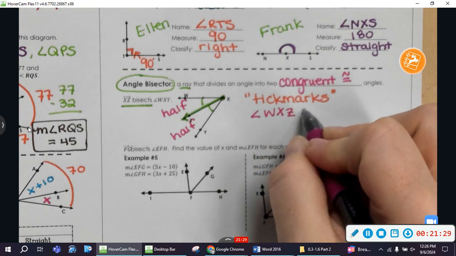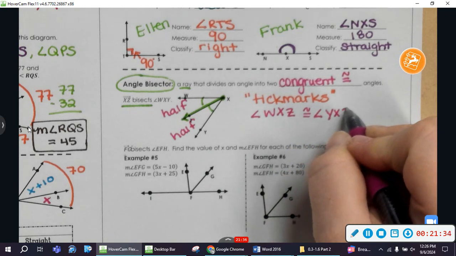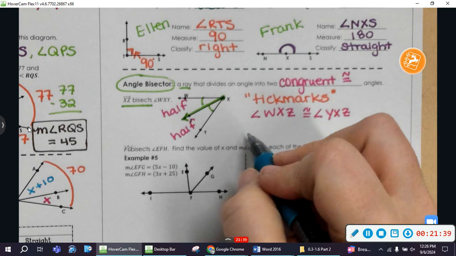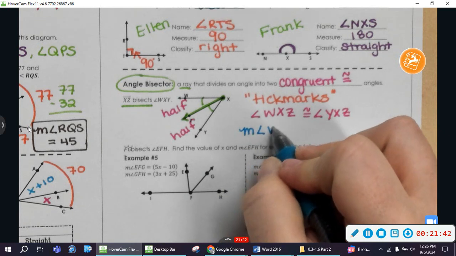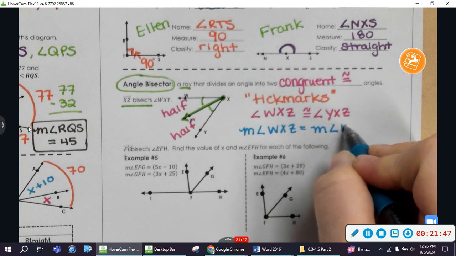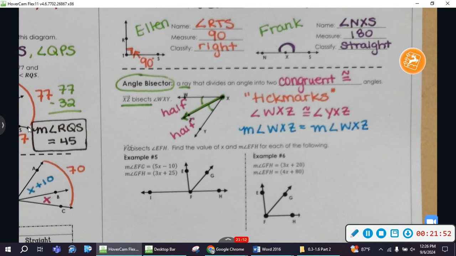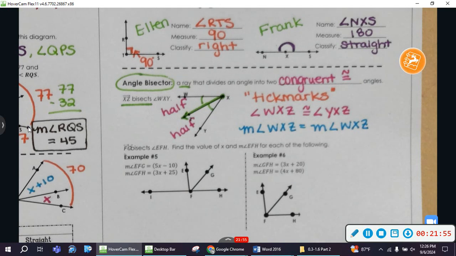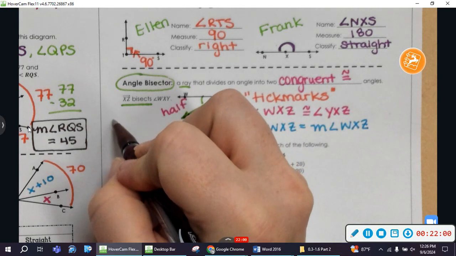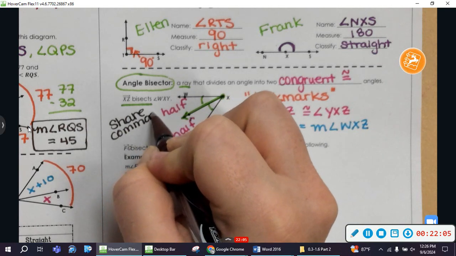So our angles are congruent, meaning angle WXZ is congruent to angle YXZ. And if their angles are congruent, then their measures are equal. So that's how we would set up these problems that have a bisector. So that bisecting ray right there, that is the shared common side.